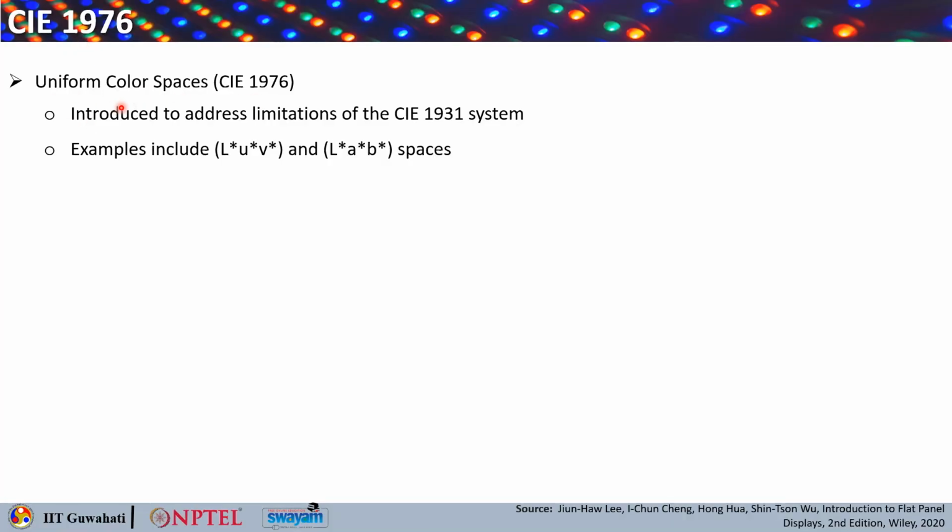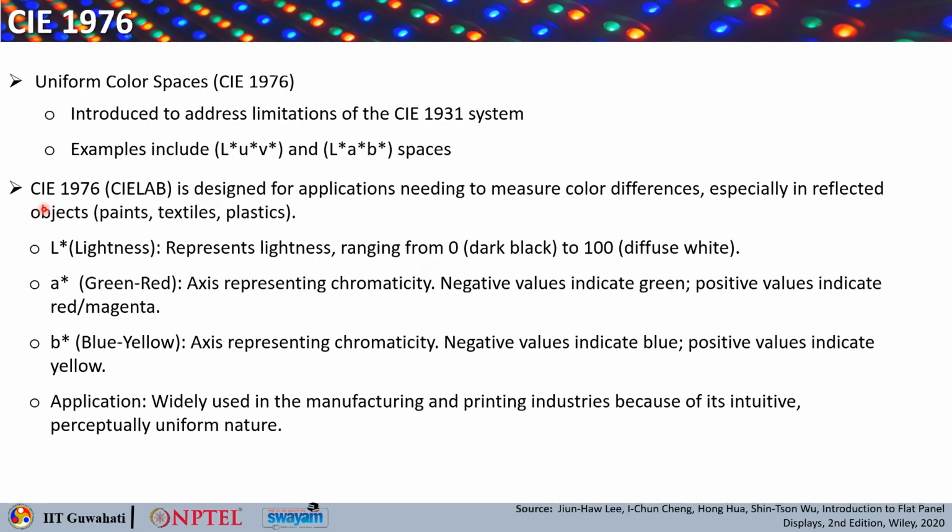These are called uniform color spaces in CIE 1976, which were basically introduced to address the limitations of the CIE 1931 system. It includes L star, U star, V star and L star, A star, B star spaces. So, what are these? First, CIE 1976 CIE LAB. It is designed for applications that need to measure color differences, especially in reflected objects such as paints, textiles and plastics.